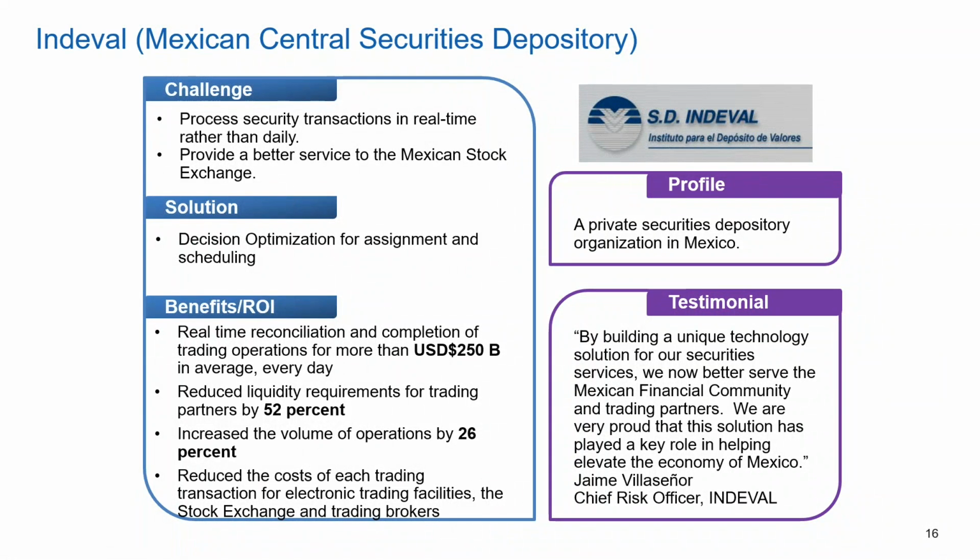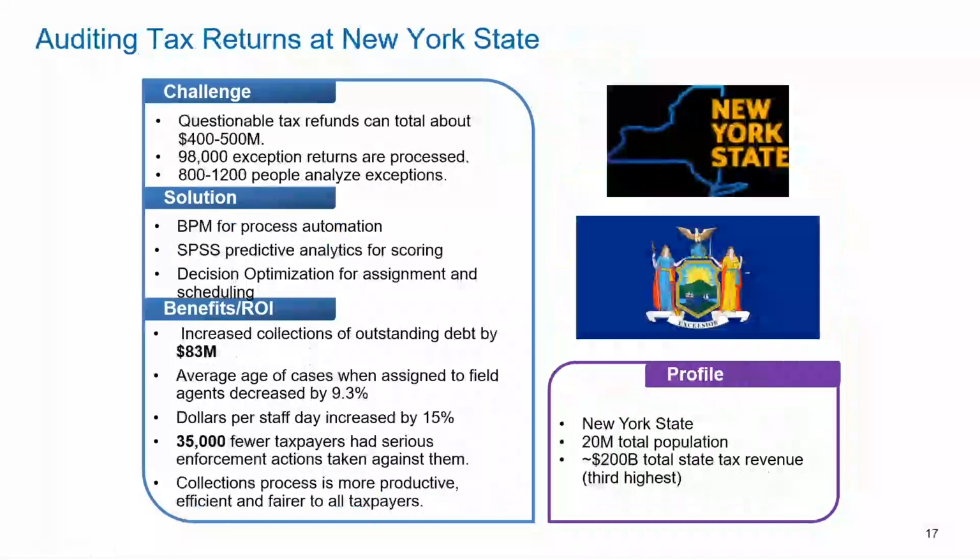Reduced liquidity requirement by 52%, and increased the volume of operations, so that means more transaction revenue for the company and the securities depository. And so reduced costs for electronic trading facilities for the stock exchange. Again, this company was a private securities company. They won the Edelman Award for this. And they built one solution and they were very successful. So this is something that is running today.